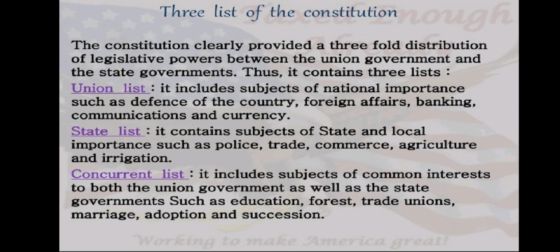Now, the second type of list is your state list. It contains subjects of state and local importance, such as police, trade, commerce, agriculture, and irrigation. The state government alone can make laws relating to the subjects mentioned in the state list. Now, the third type of list is your concurrent list. What is the concurrent list? It includes subjects of common interest where both central and state governments enjoy their jurisdiction.